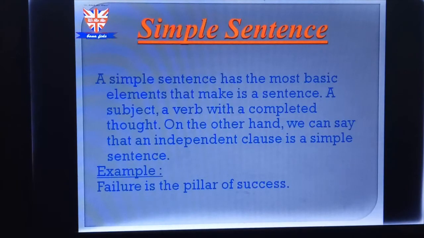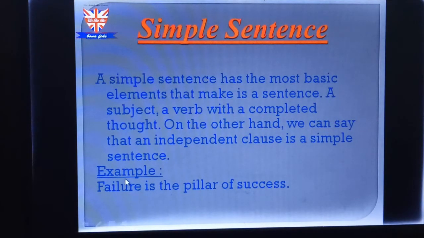Let's go for the last one, the simple sentence. It is simple as its name. A simple sentence has the most basic elements that make a sentence. It should have its basic meaning: a subject, a verb, with a complete thought. On the other hand, we can say that an independent clause is a simple sentence. The other name of independent clause, as we know, is principal clause. A principal clause is also a simple sentence.